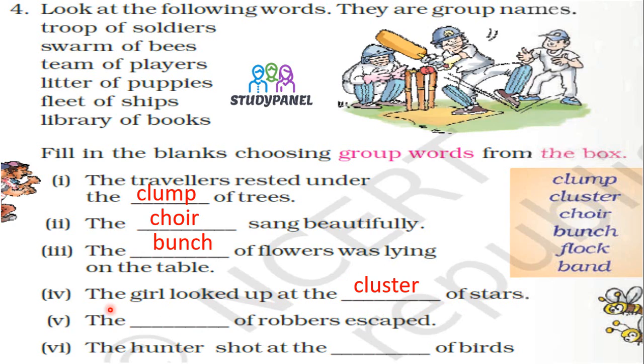Now come to the fifth one: the dash of robbers escaped. Here we'll use band. What is a group of robbers called? Band. The band of robbers escaped. The hunter shot at the dash of birds. It is flock of birds. This is the last option, so we'll choose this one.